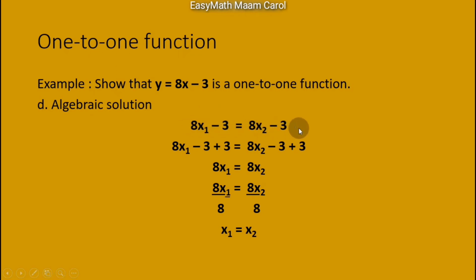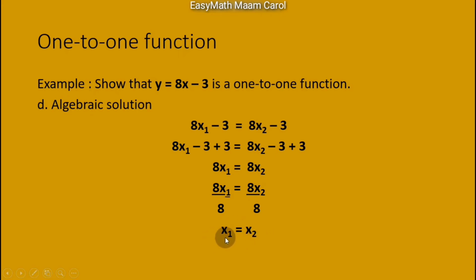So, by algebraic way, para malaman natin kung equal nga, alisin muna natin tong mga negative 3. So, we have to add 3 on both sides of the equation. This cancels out. Kaya pagdating dito, wala na yung mga 3. And then, we divide both sides by 8. Okay, so, nung na-divide siya, x1 is equal to x2.